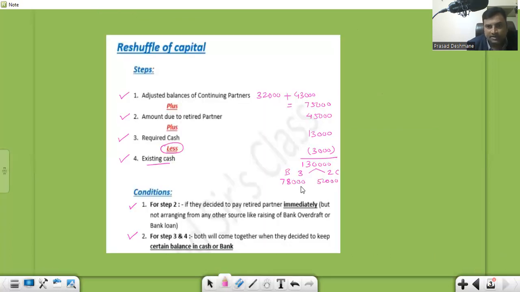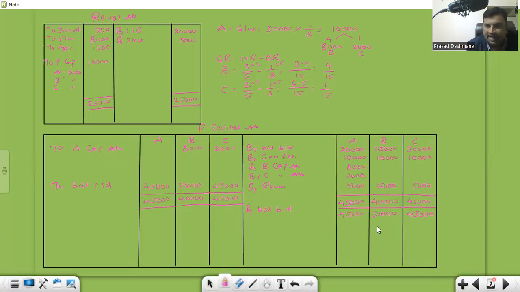These balances, we got how much? 78, right? And how much capital does he have? 32,000. So he has to bring money, right? How much? 78,000 minus 32,000, which is 46,000. That much money he'll bring. So when he brings it, I'll write here by cash, right? Because that will increase his capital. That's your credit side. Because it's a deficit. So the deficit he has to bring.